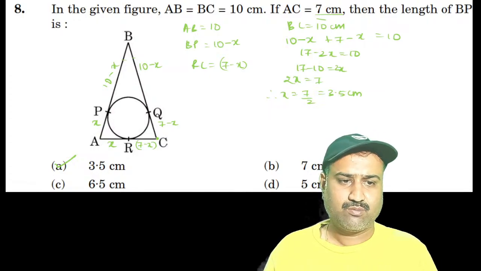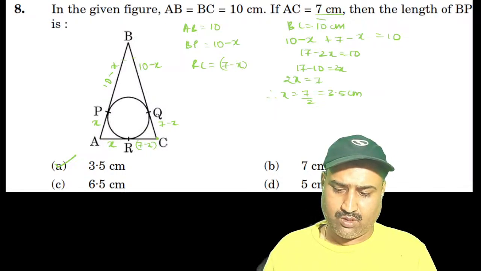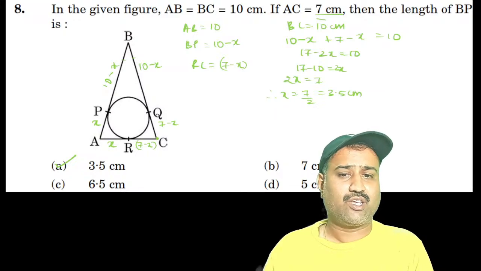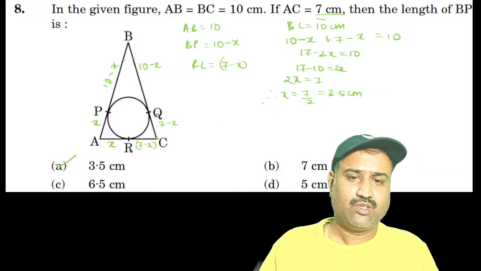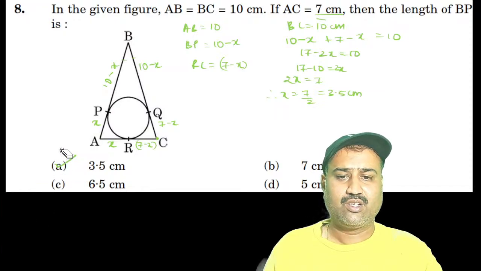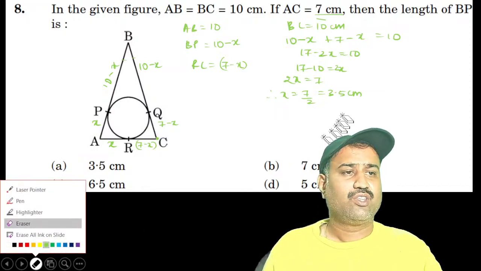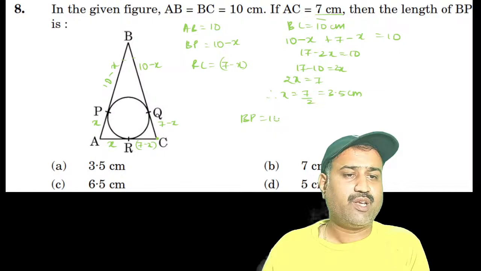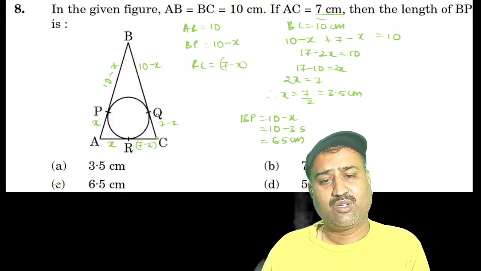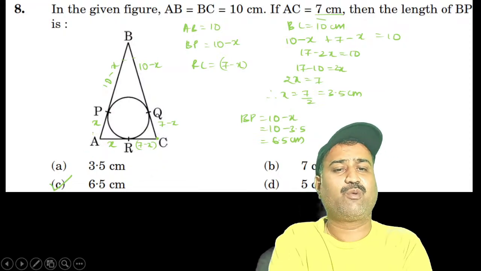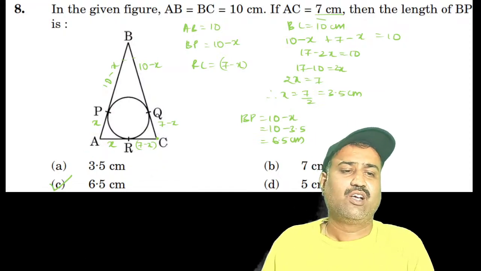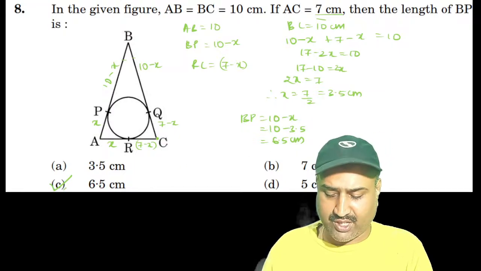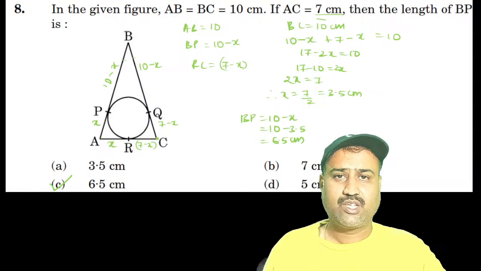Next question, options. Sorry, it's not option A here, because they asked, what here? I found out x now. They asked BP here, right? Therefore, BP is equal to 10 minus x. Okay. 10 minus 3.5, right? Is equal to 6.5 centimeter. Because they asked BP here, not x here, right? x is 3.5. Therefore, BP is 10 minus x. 10 minus 3.5 is 6.5. Therefore, it is option C, right?